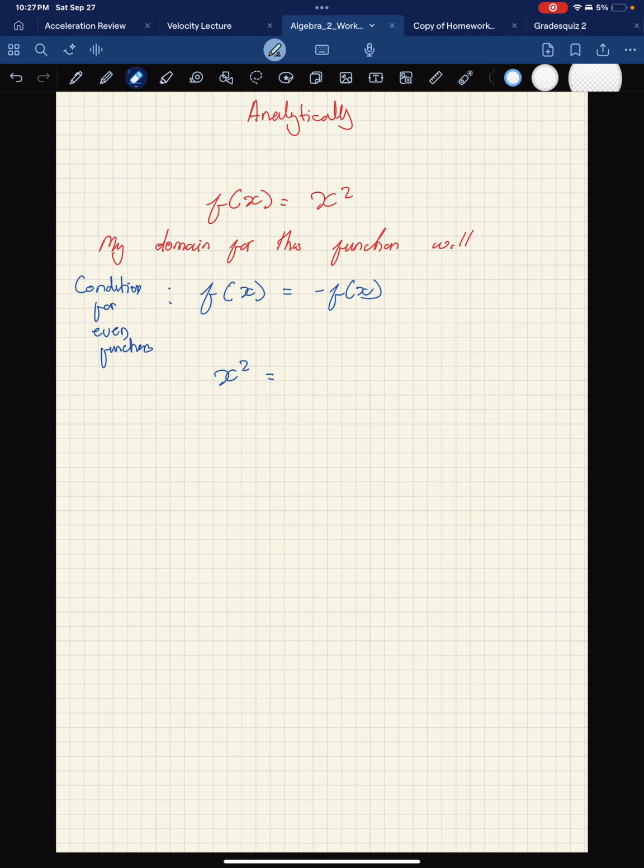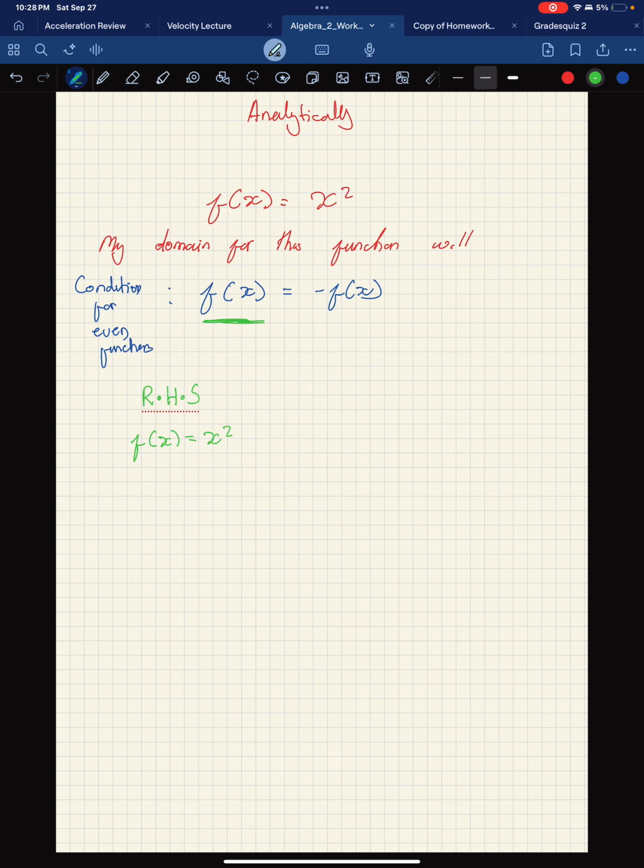So basically, actually, let me restart this. Let's start by solving our right-hand side. Right-hand side. All right. So our right-hand side is over here. This is the right-hand side. In fact, I'll put them in different colors. All right. So our right-hand side, let's solve for right-hand side. F of x is equal to x squared. All right. So that's our right-hand side.